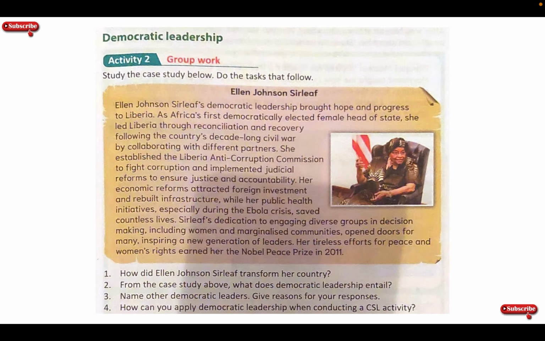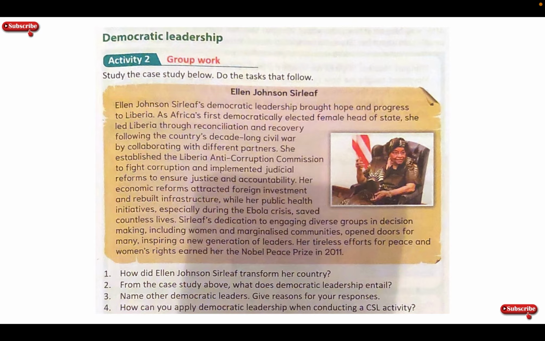Question 3. Name other democratic leaders. Give reasons for your responses. Another democratic leader is Nelson Mandela. He worked with both friends and enemies to build a fair South Africa for everyone. Another leader is Barack Obama. He encouraged people to participate in government and share their opinions. And then we also have Jacinda Ardern. She was known for listening to the public and experts during difficult times.